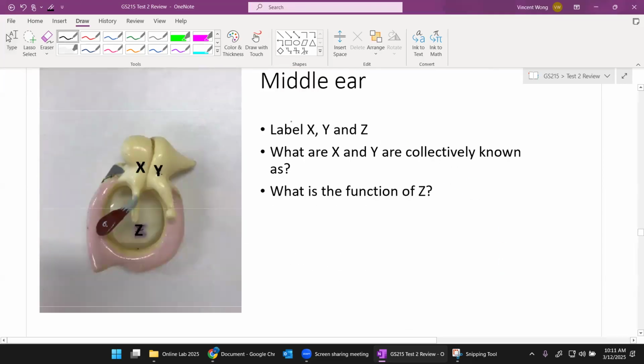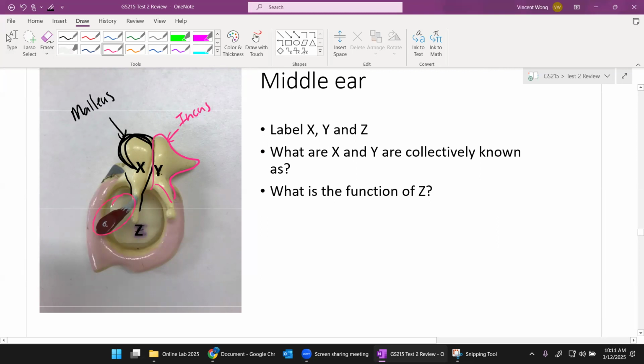The middle ear, the one with this big knob that makes it look like a hammer, that is the malleus. Right next to the malleus is the incus or anvil. The stapes is broken on this model. This model is really old. It's like 25 years old.